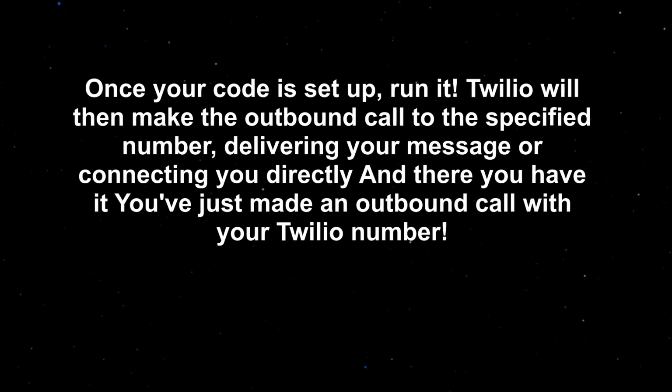Once your code is set up, run it. Twilio will then make the outbound call to the specified number, delivering your message or connecting you directly, and there you have it. You've just made an outbound call with your Twilio number.